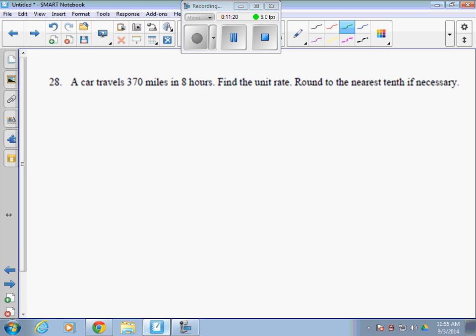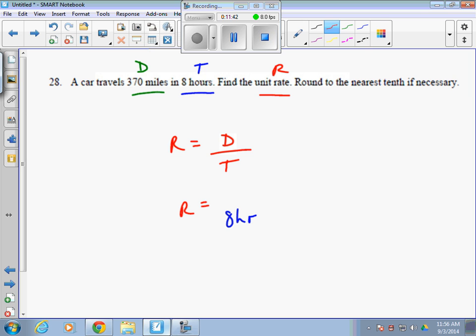A car travels 370 miles in 8 hours. Find the unit rate. We're looking for R. Remember, rate is equal to distance over time, miles per hour, round to the nearest tenth. So our miles, our distance is 370. Our time, 8. 8 is our hours. So your rate, what we're looking for, equals 370 miles over 8 hours.